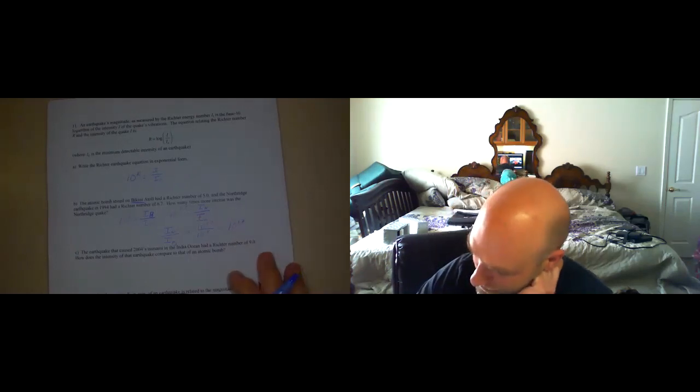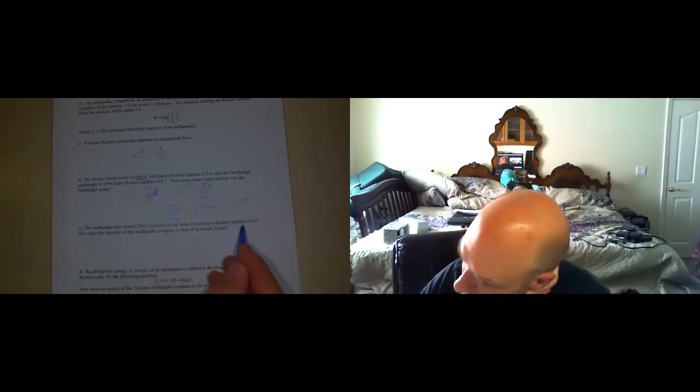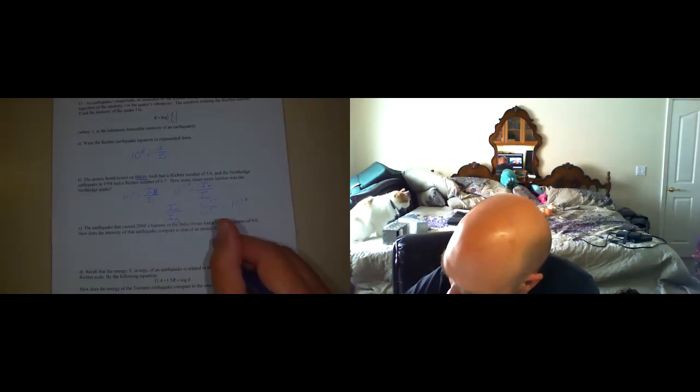Okay, so we have 10 to the 6.7 over 10 to the 5th, which equals 10 to the 1.7. That is the ratio of those intensities. The earthquake that caused the 2004 tsunami in the Indian Ocean had a Richter number of 9. How does that intensity of the earthquake compare to that of the atomic bomb? So let's cut to it, and we're really going to end up with 10 to the 9th over 10 to the 5th, which is 10 to the 4th, which is 10,000 times more powerful.